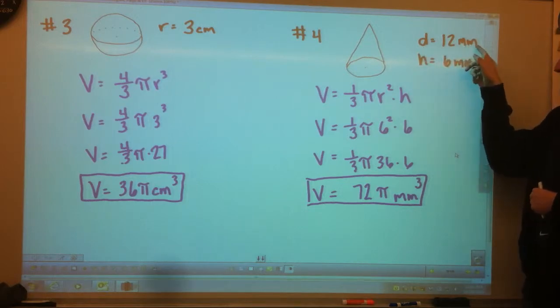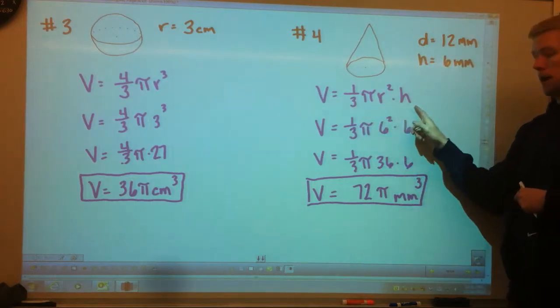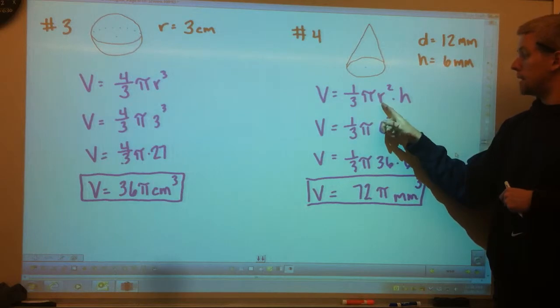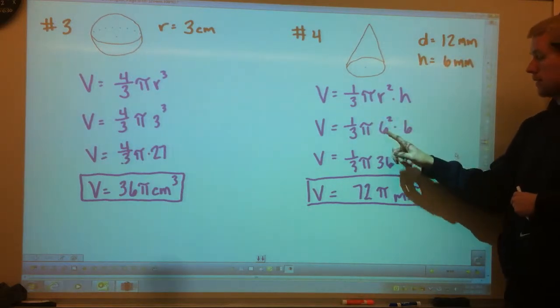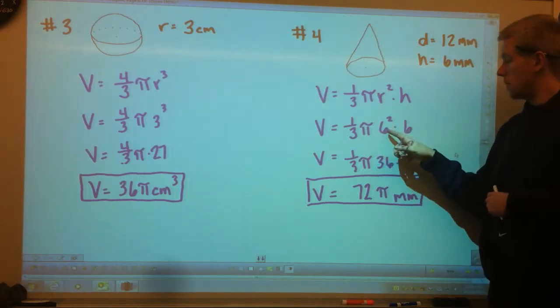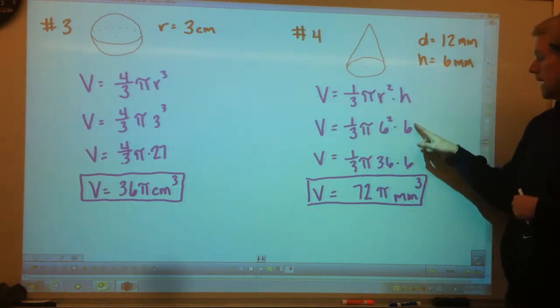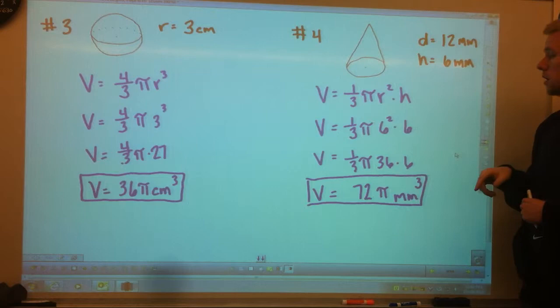Again, my diameter was 12, but there's no diameter in my original formula. So I need to divide my diameter by 2 to get my radius. 12 divided by 2 is 6. That's what goes right here. Then I'm going to square that 6 and plug in my h, which was also 6 millimeters.